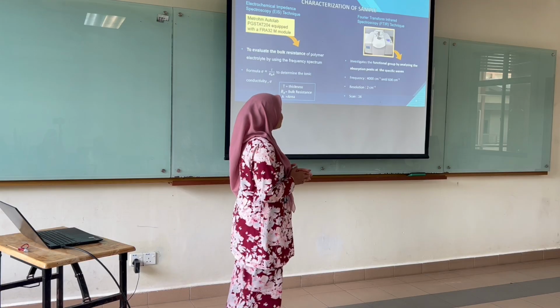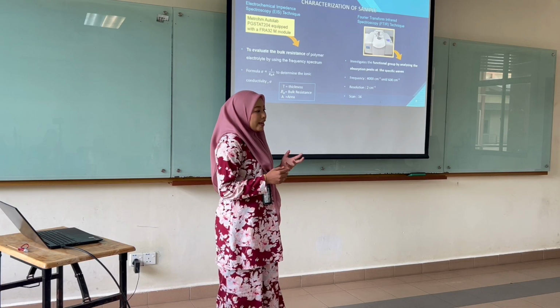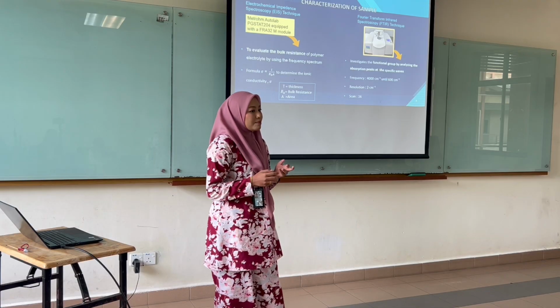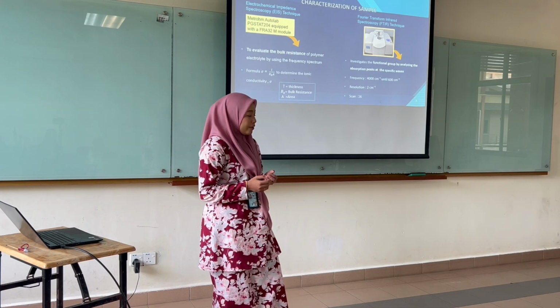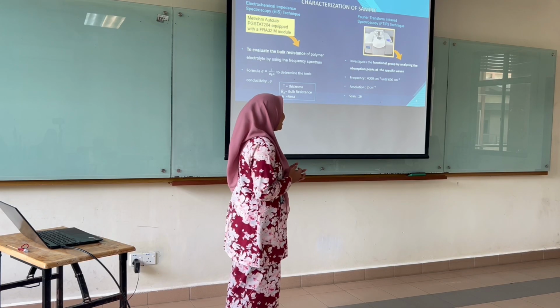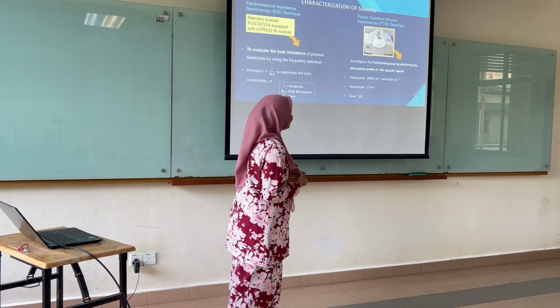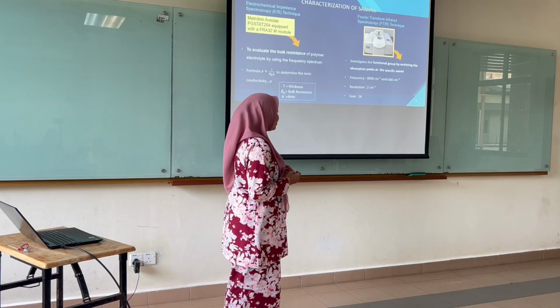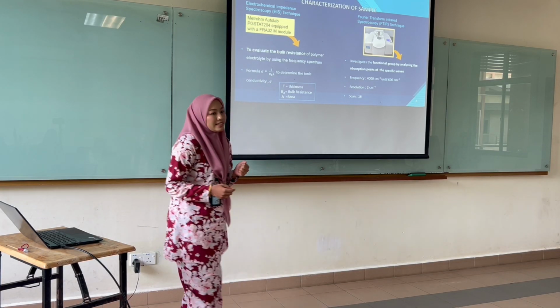Secondly, for Fourier transform infrared spectroscopy, FTIR was used to investigate the functional groups by analyzing the absorption peaks at specific wavenumbers, and the frequency range used was 4,000 to 600 per centimeter with 2 resolution and 16 scans.